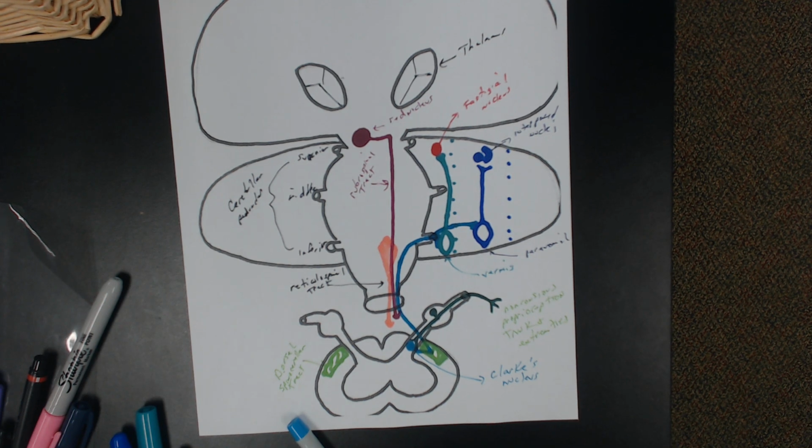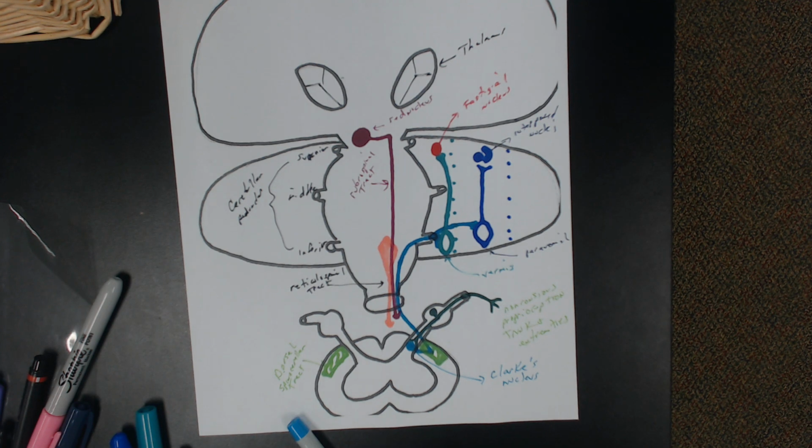Just backtracking. The Purkinje cells are just collecting information to send to the deep cerebellar nucleus. Purkinje cells are responsible for collecting all that afferent information coming in from the environment. In this particular case, we're looking at non-conscious proprioception from the trunk and the extremities.